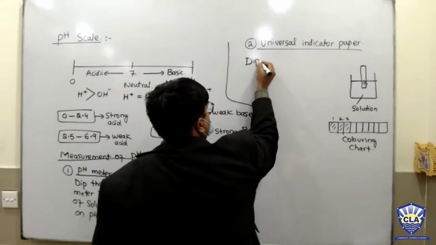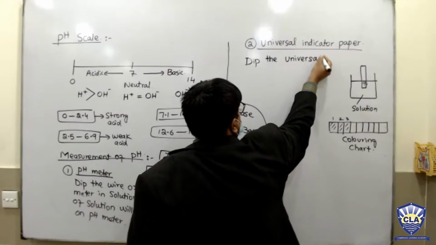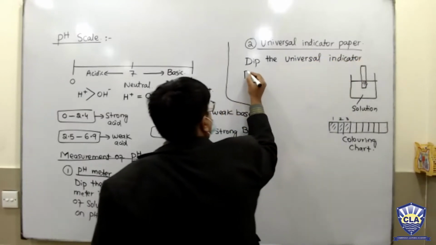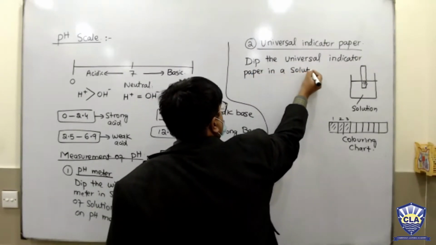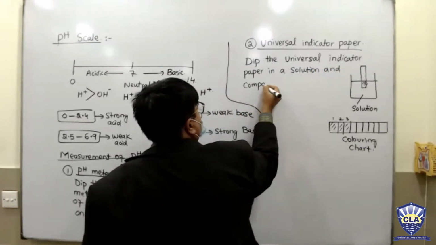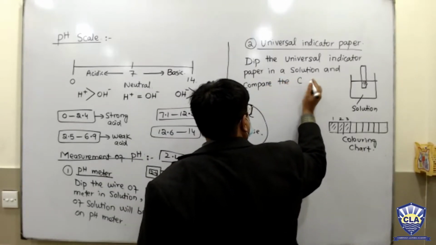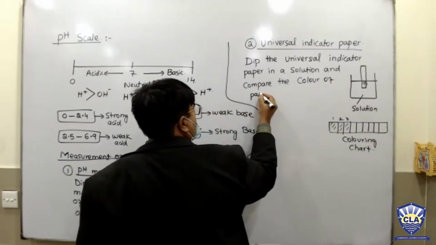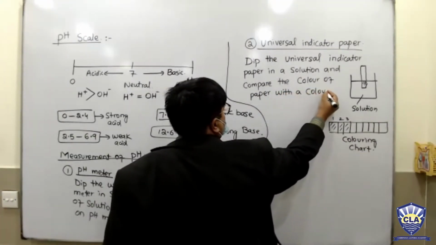So dip the universal indicator paper in a solution and compare the color of the paper with a coloring chart.